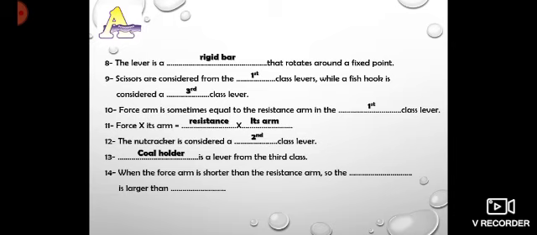14. When the force arm is shorter than the resistance arm, the effort force is larger than the resistance.